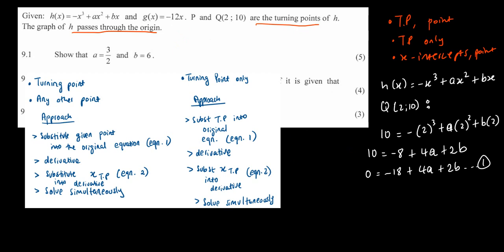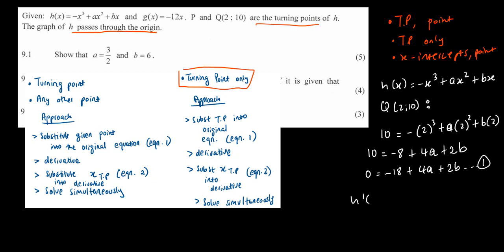Okay, so maybe we can now shift focus to this one. Since we're saying turning point and any other point, we see that it doesn't work because that 0 and 0 is not working. Let's try to follow what we said here. You can substitute the turning point into the original equation, which is what we did. Then the next thing is to find the derivative.